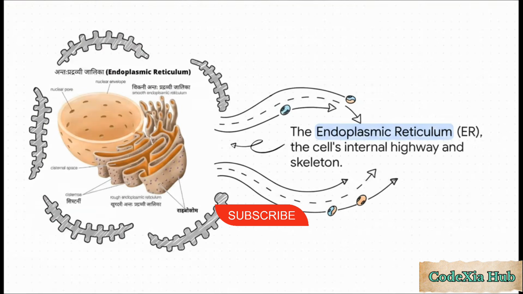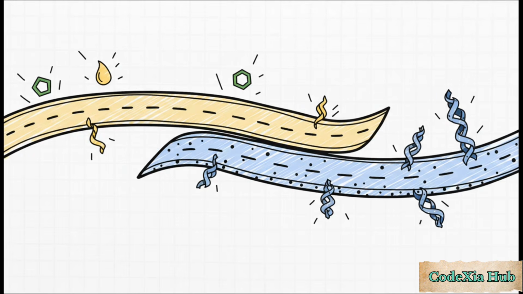Our first stop is this network called the Endoplasmic Reticulum, or just the ER for short. Think of this as the city's entire infrastructure. It's the highway system for moving things around, but it's also kind of like a flexible skeleton that gives the cell its shape. And this highway system has two different lanes. You have the smooth ER, which builds things like fats and carbs, and then you have the rough ER, which looks bumpy because it's covered in all these tiny little dots.